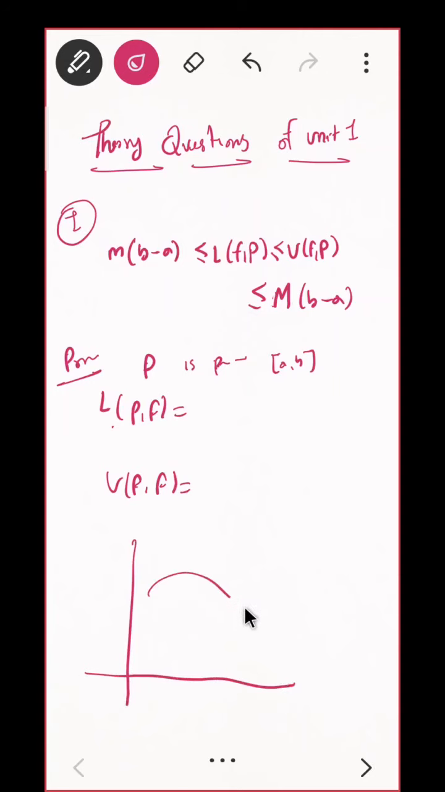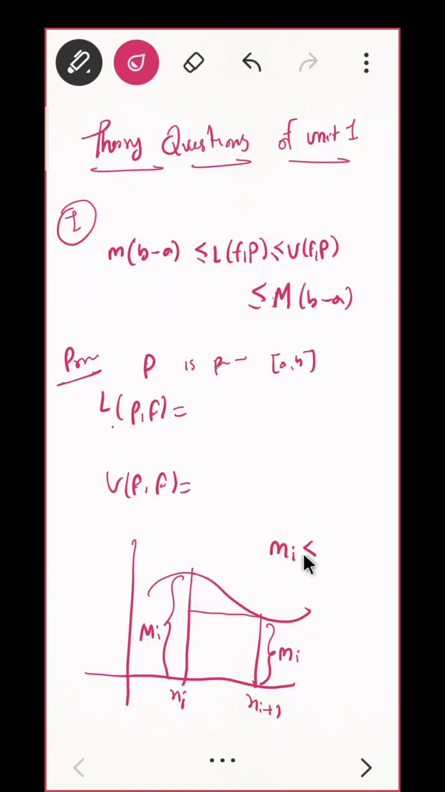What we did earlier: if I talk about this interval, this is xi and this is xi plus 1. So what will be your small mi here? Small mi will be the minimum value, at this point, so this length will be your small mi. Capital Mi will be the maximum value, this maximum value. So one thing is clear, that small mi is less than or equal to capital Mi.